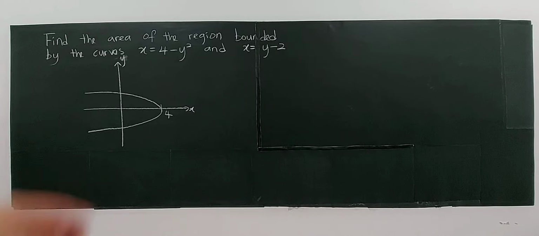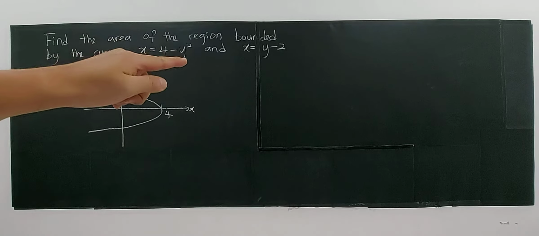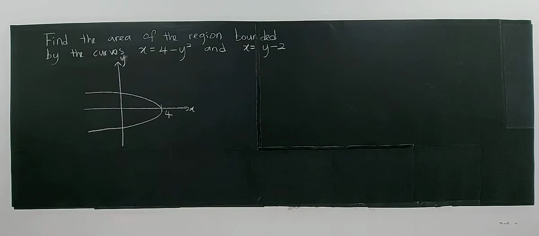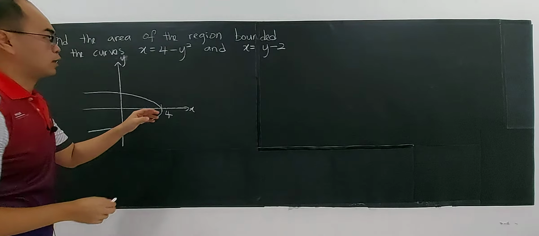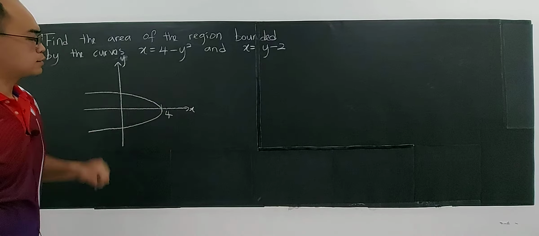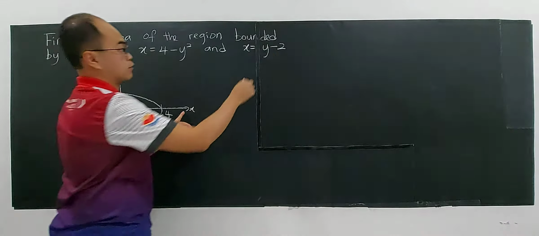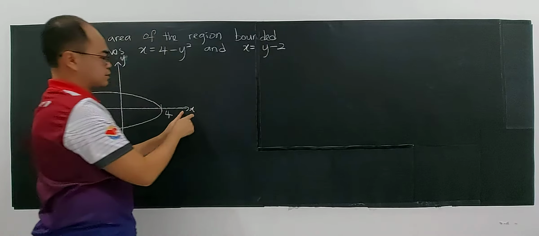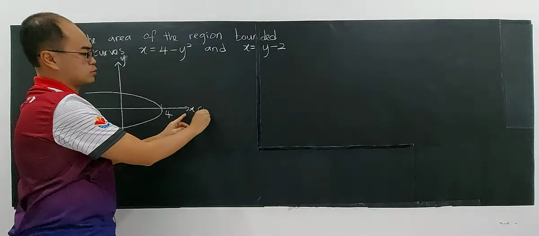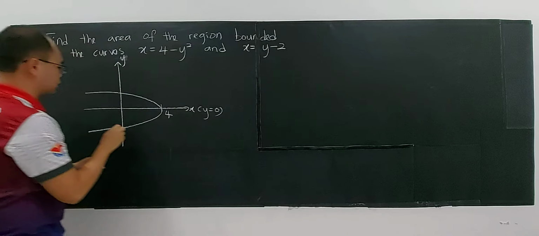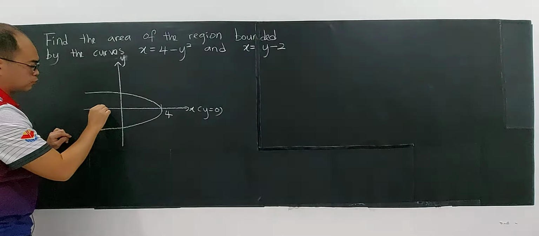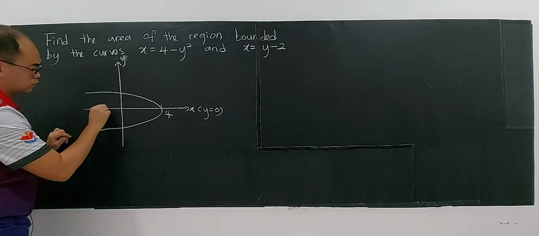Let's continue. I have sketched the graph for this, followed by x equals y minus 2. This is a straight line. Now I have to find the x-intercept. For the x-intercept, y is 0, so x will be negative 2. So it will be somewhere here, negative 2.